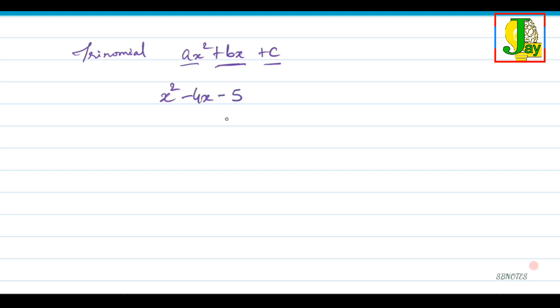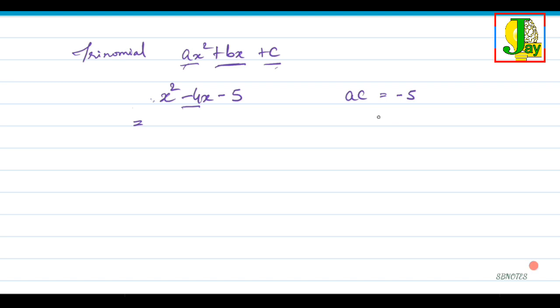Now this is a trinomial. If you want to split the middle term, the process is you multiply the coefficients of the first and the constant term, that's a into c, right? A into c, we get 1 into minus 5, minus 5, and this product you have to factorize to get such two factors which when added gives you the middle term, or generally you are saying splitting the middle term.